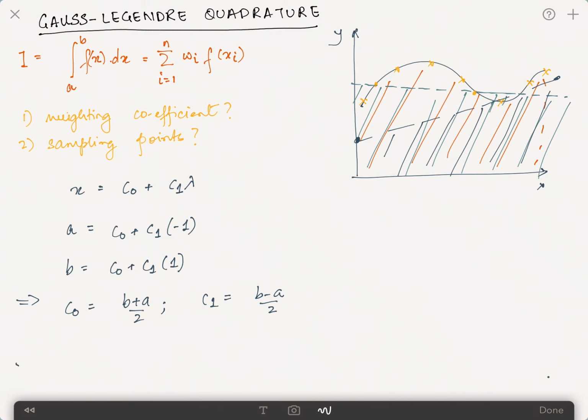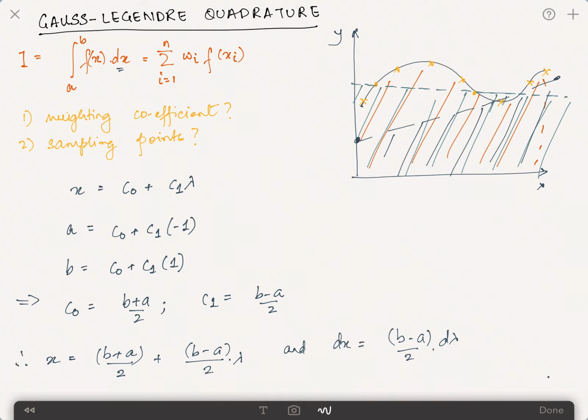Therefore, we can also write the value x or function x to be equal to (b plus a) by 2 plus (b minus a) by 2 times lambda, which is still the unknown. Now, of course, in the integral, we also have this term dx, so we also find out dx. So dx is equal to, of course, (b minus a) by 2 times d lambda.